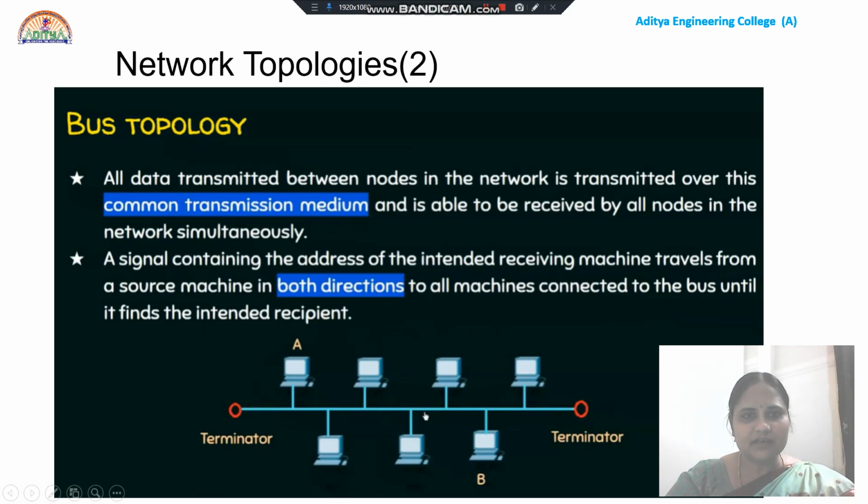So all the data transmitted between the nodes in this network is transmitted over a common transmission medium and is able to be received by all the nodes in the network simultaneously. So this is what a bus topology is. The physical layout of a bus topology is just like the one shown in this figure.